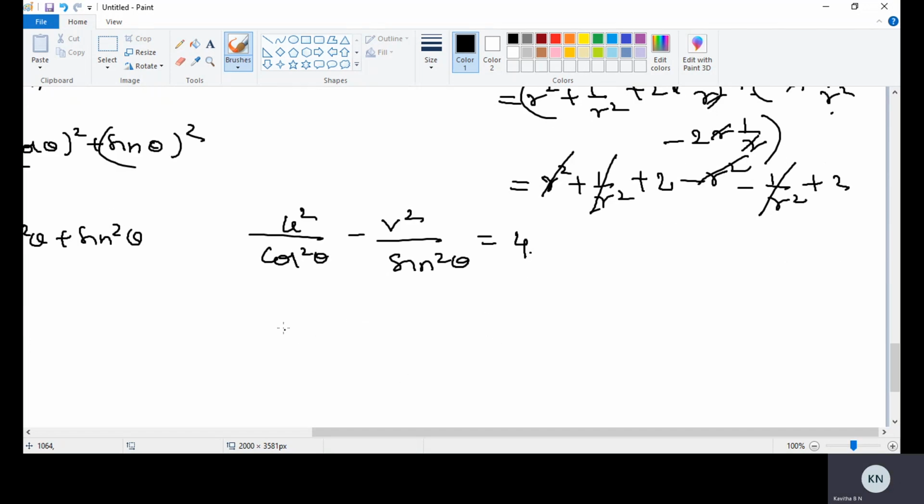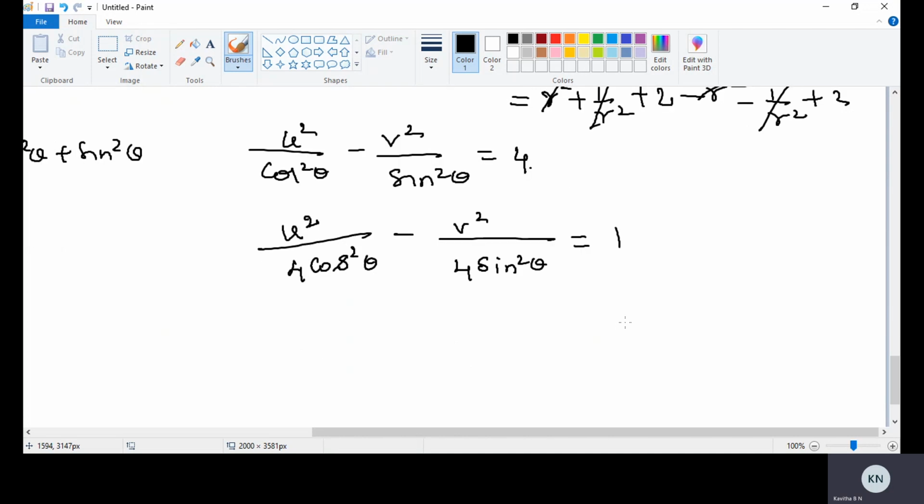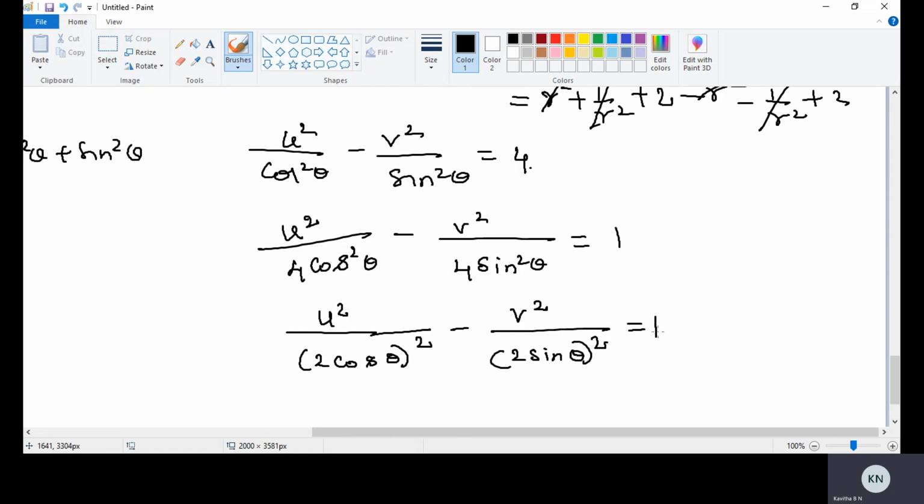4 is shifted to LHS side only. Means u square by 4 cos square theta minus v square by 4 sin square theta is equal to 1. Then u square by (2 cos theta) whole square minus v square by (2 sin theta) whole square is equal to 1. This is equation number 3.